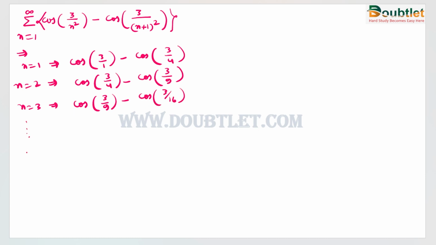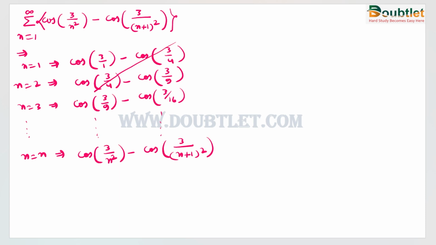And so on, we will put the general value of n. So what we will get? We will get the same expression as given in the question: cos 3 divided by n square minus cos 3 divided by (n plus 1) whole square. Now we will cancel out the terms. So this term will be cancelled out, so the right term is remaining. Again this will be cancelled out, the right term is remaining. So all the terms will be cancelled out, but the right term will be remaining. So cos 3 is remaining and this term is remaining.